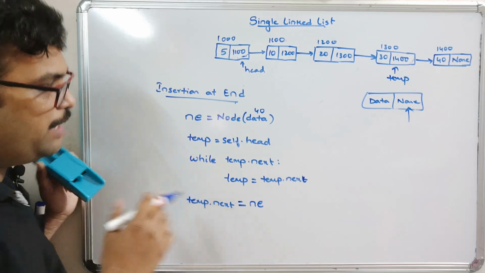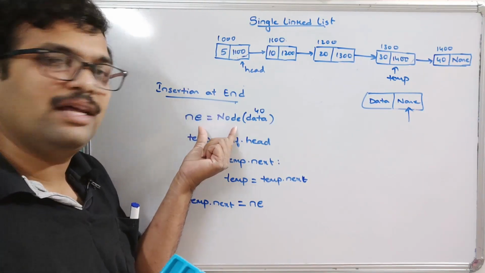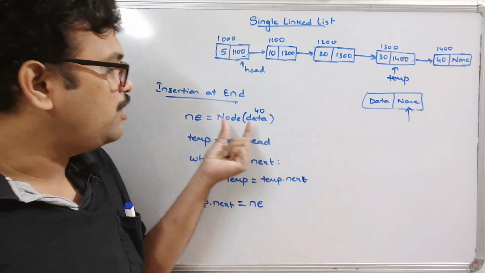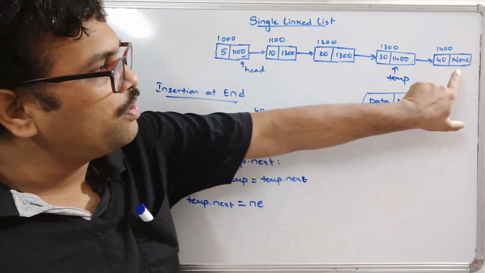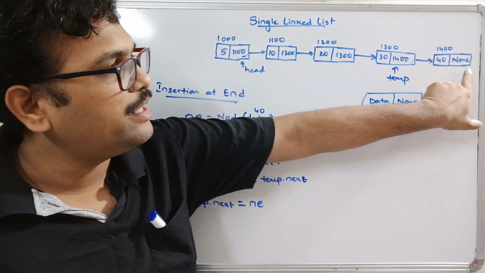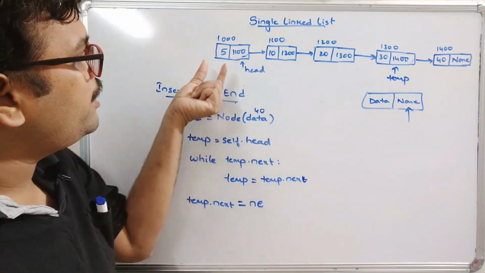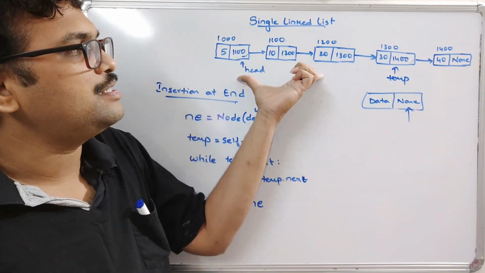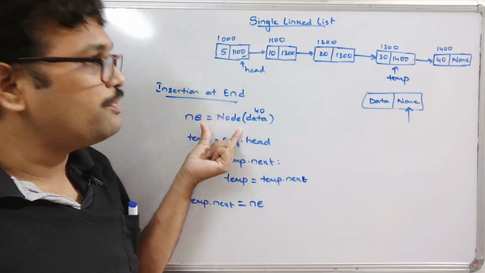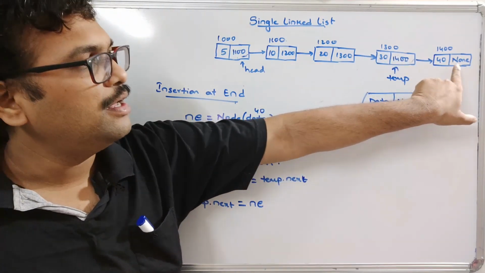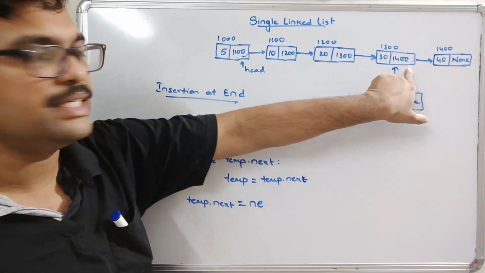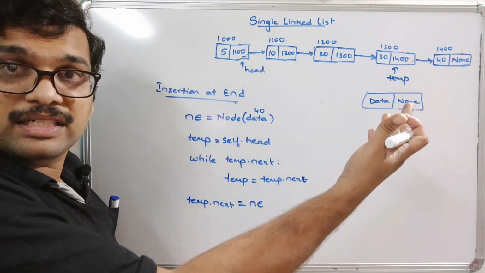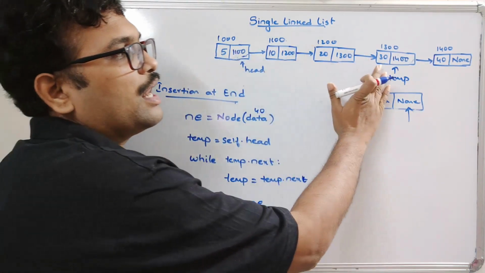Once again, first we need to get the data for the new node, which is to be inserted at the end. After executing this statement, one node will be created with data 40 and the next value none. Now we need to travel from the first position to the last position in the existing linked list. After executing this one, we have no connection between the last element of the existing list and the new element. So we need to establish the connection, and for that we need to travel from the first element to the last element.